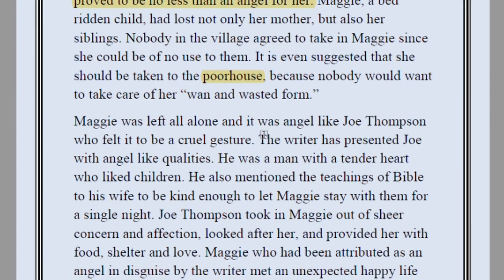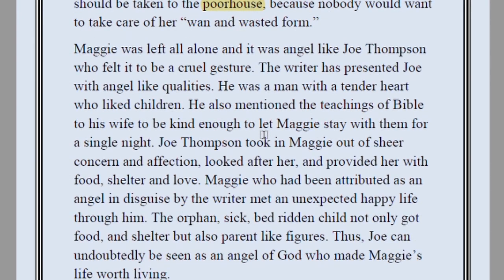Maggie was left all alone, and it was an angel like Joe Thompson who felt it to be a cruel gesture. The writer had presented Joe with angel-like qualities. He was a man with a tender heart who liked children. He also mentioned the teachings of the Bible to his wife, to be kind enough to let Maggie stay with them for a single night. Now he was the one who was the angel to Maggie. He was the one through whom Maggie got a very beautiful life.